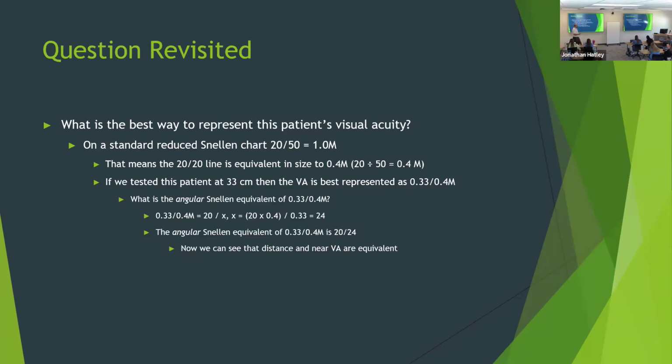If a patient is properly corrected for near, the ability of their retina to resolve those letters should be the same at distance and at near. So if they can read 20/20 or let's say 4M at distance, then we would expect them to be able to read 0.4M with that closer working distance. We would expect them to have basically the same angular acuities.